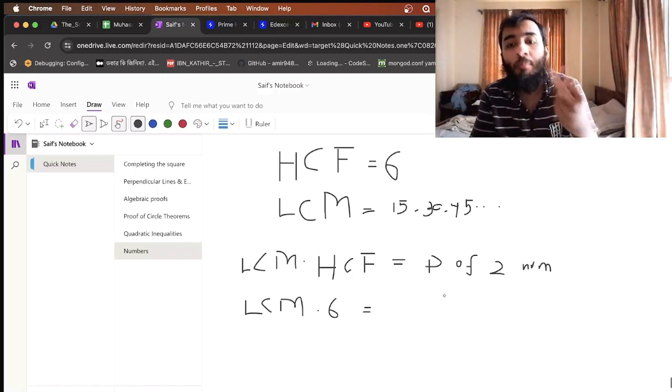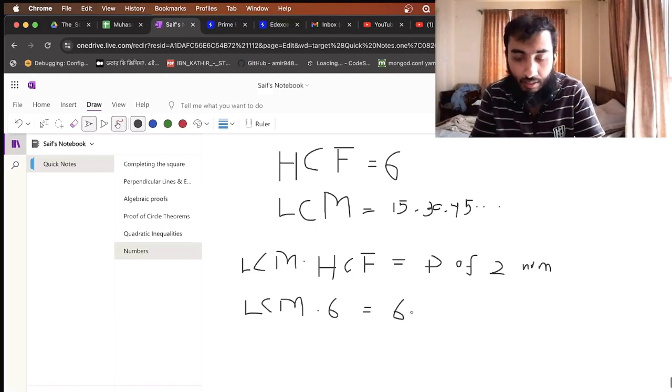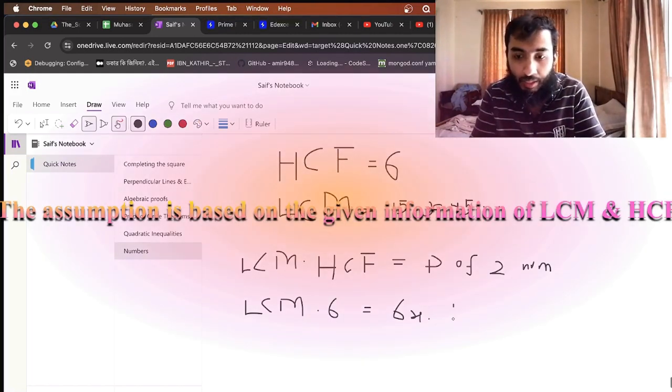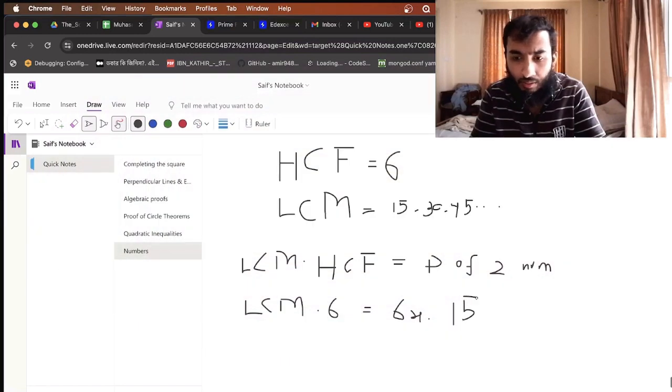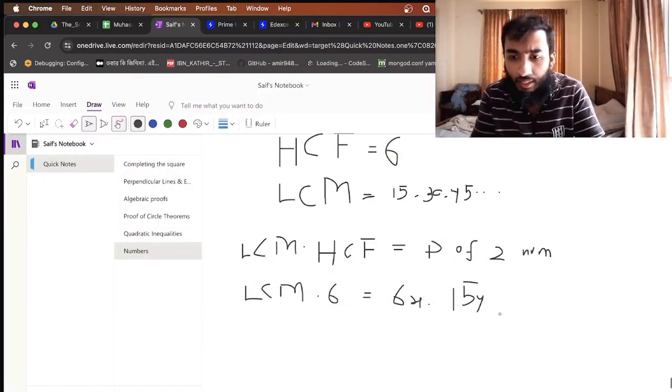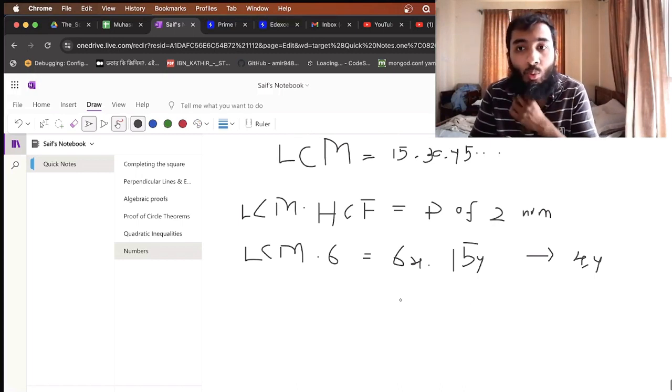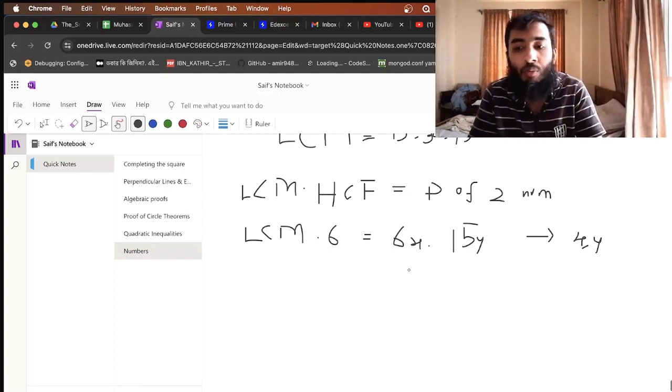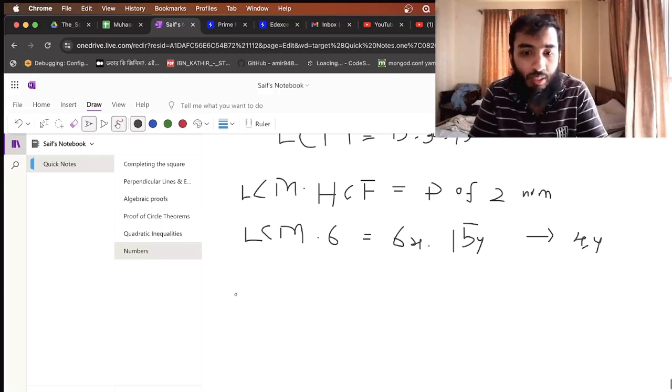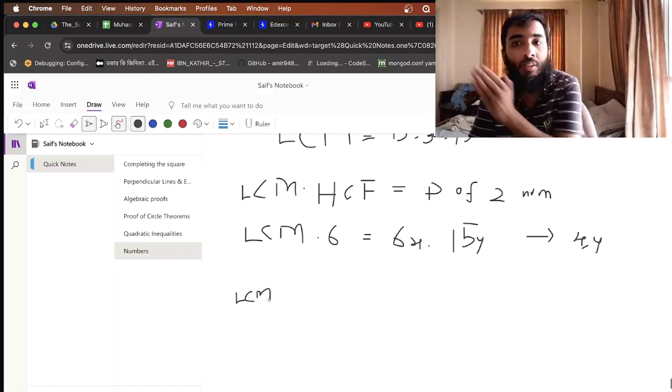Let's say that those two numbers are represented as 6x multiplied by 15y, where x and y are two integers. So 6x and 15y are the two numbers. Now if I use the values of LCM, the LCM is going to be 15 or 30 or 45, etc.